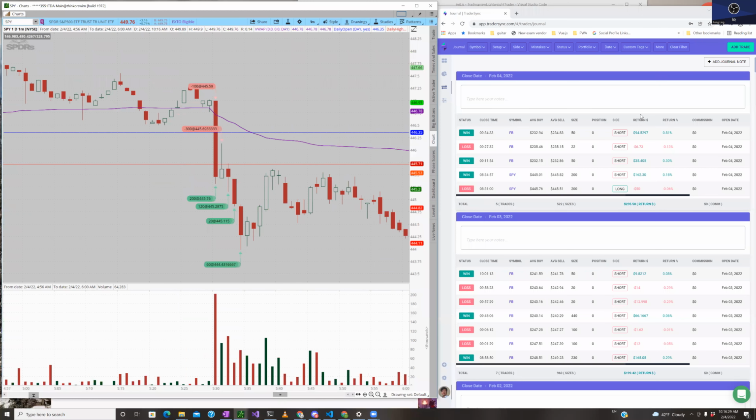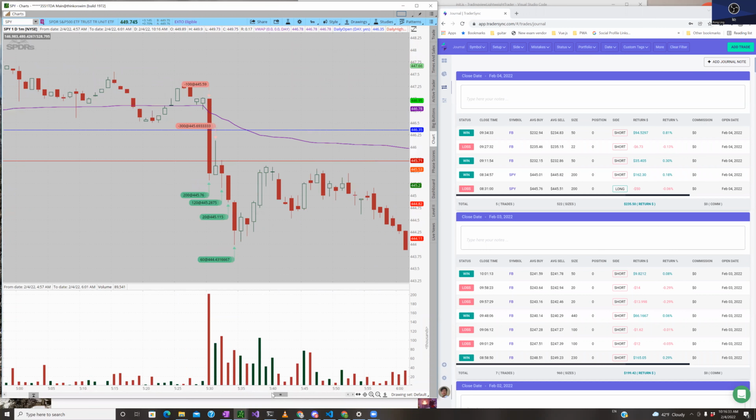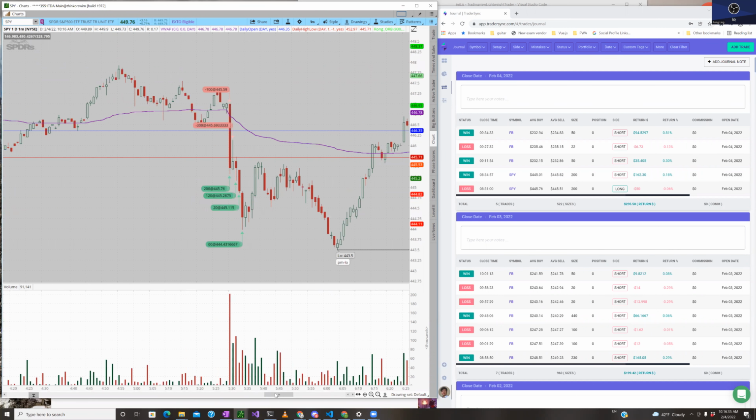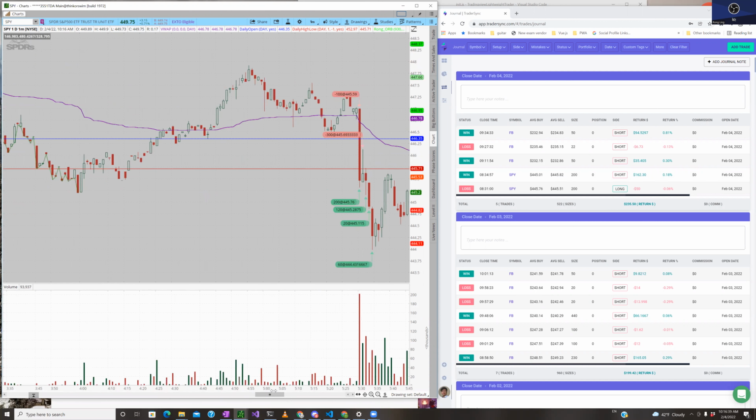Today I traded two stocks, Facebook and SPY. SPY was first, which I did in the pre-market. Today we have the economic data coming out at 5:30, so I was expecting some big move on the SPY when the data is released.